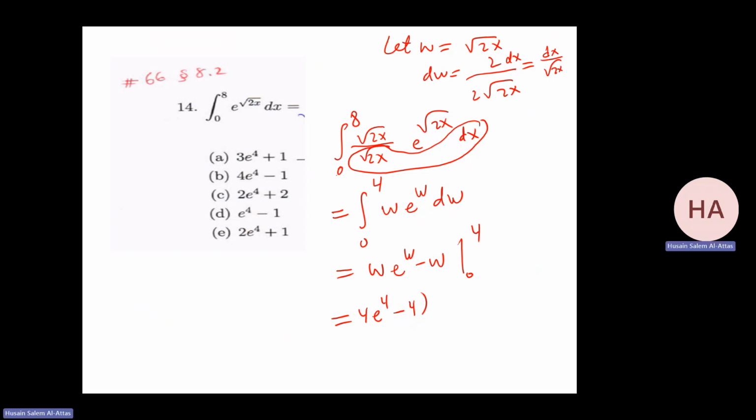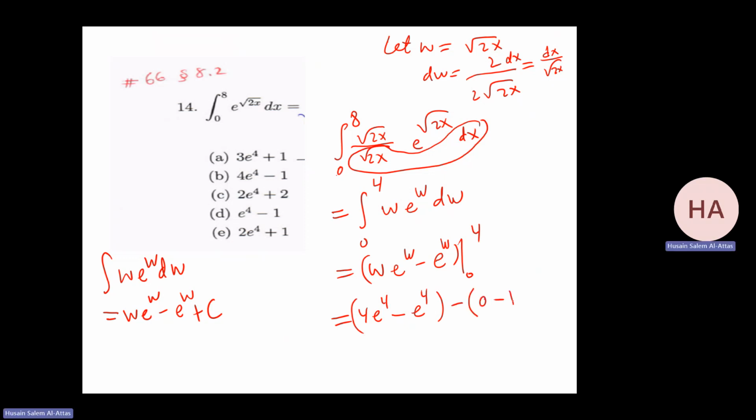Is it e^w? No, sorry, this is e^w. This integral, don't rush things, is minus e^w plus C. Okay. So 4e to the power 4 minus e to the power 4, minus, substitute the 0, that will be 0 minus e to the power 0, which is 1. So that will be 3e to the power 4 plus 1, which is this one.